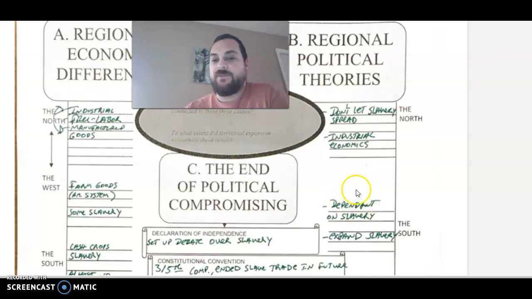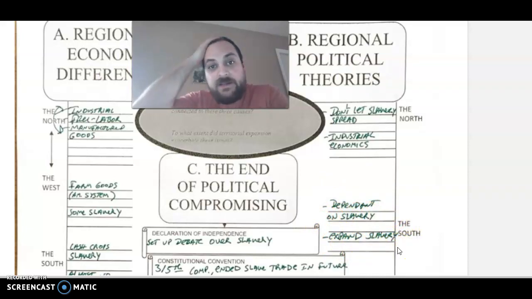The South, however, is dependent on slavery and is hell bent on having the institution of slavery expand into the Mexican Cession. So this is really a big push, and you're starting to see a split between these two parties, or between these two regions. Now, people are pretty much going to base their politics on where they live more and more.